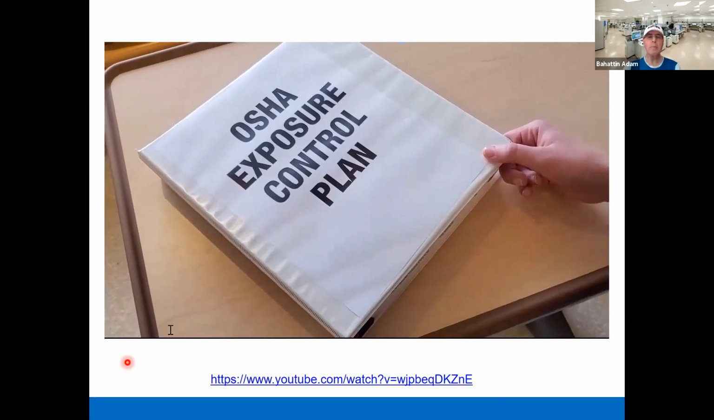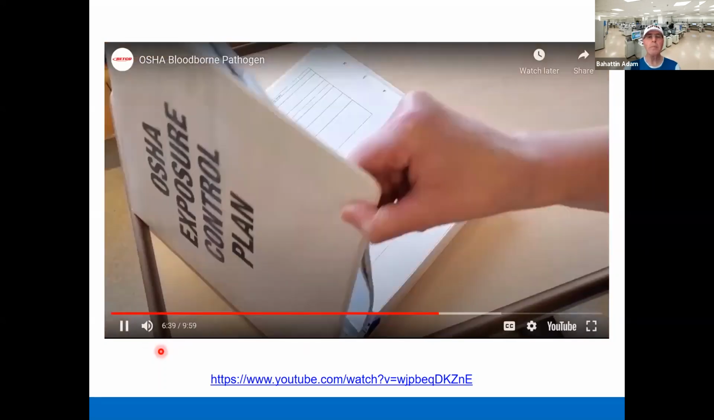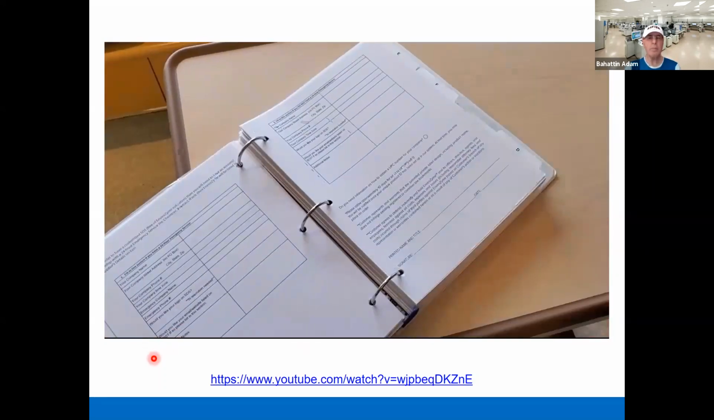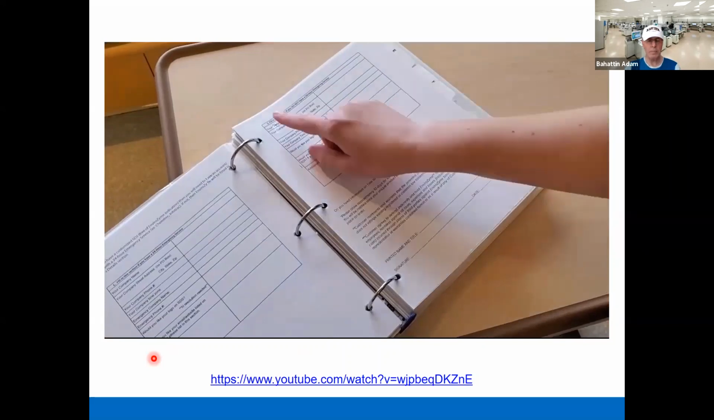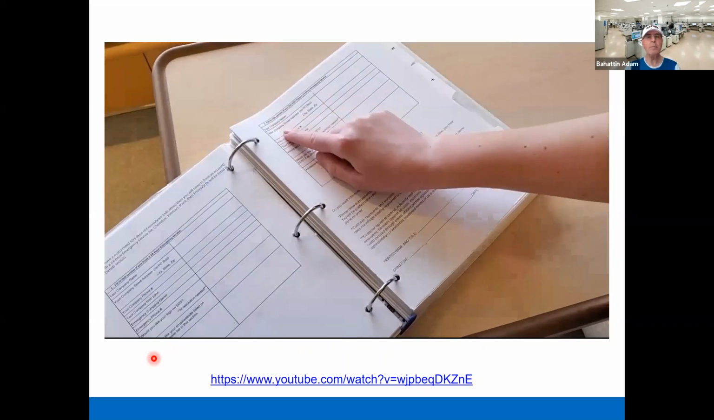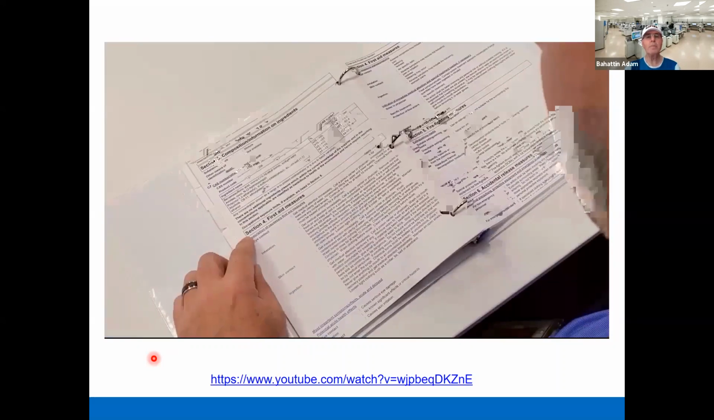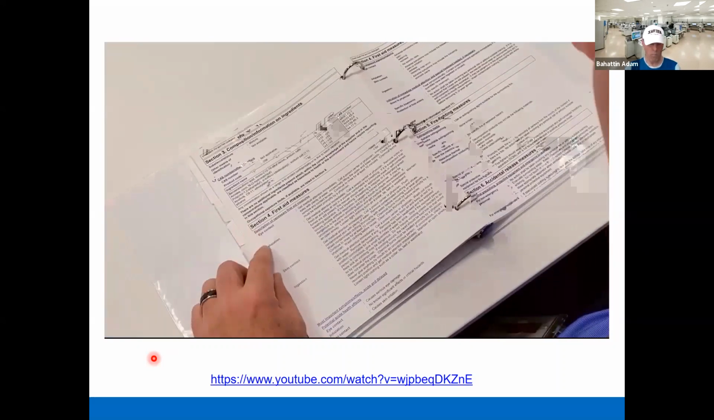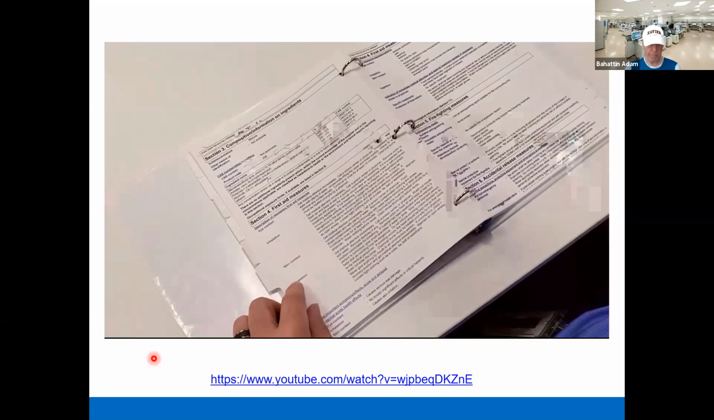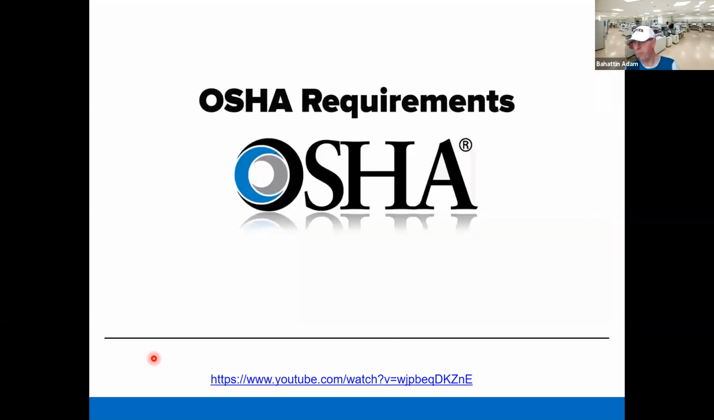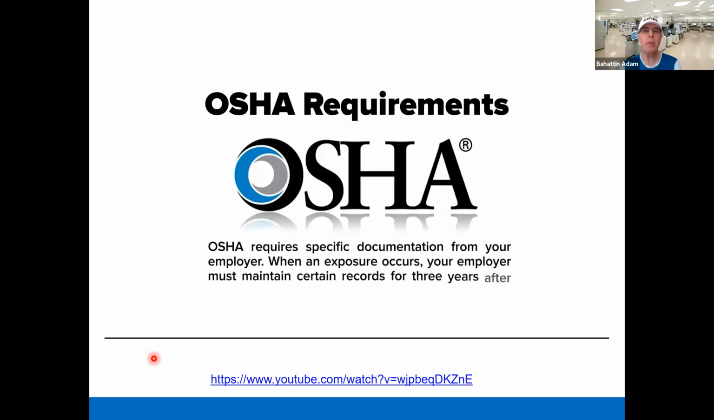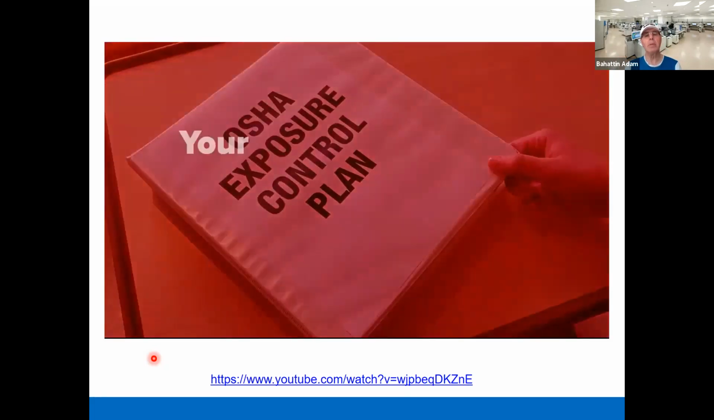OSHA requires that each job site in which there is a reasonable likelihood of bloodborne pathogen exposure have a written exposure control plan, and it must be kept updated. Reviewing the plan, at least annually, is an important part of knowing how to protect yourself. Your supervisor should provide a copy upon request. OSHA requires specific documentation from your employer. When an exposure occurs, your employer must maintain certain records for 3 years after the exposure.